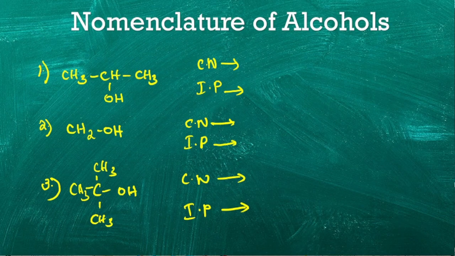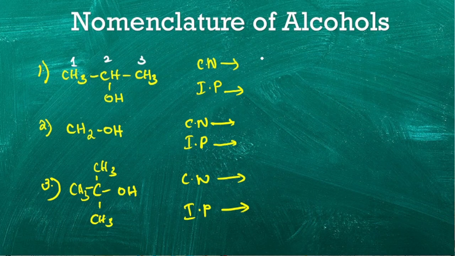Now let's look at the nomenclature of alcohols. We should also look at the nomenclature of alcohols, phenols and ethers. So nomenclature of alcohols, listen. First, you have the compound CH3, CH, CH3, with OH. So you have to number the compound. See, OH is at the center. So from whichever direction you number, the OH is going to get the second position.